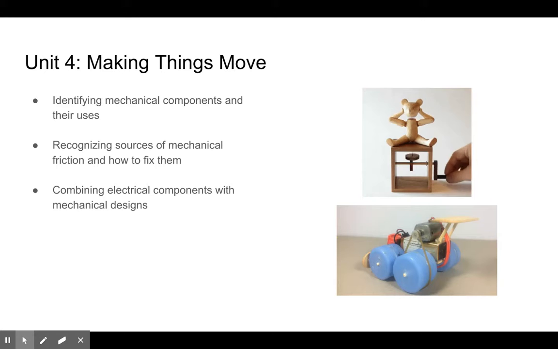The last unit, unit 4, is called making things move. This is where we actually look in depth at the mechanical and electrical engineering fields, learning about mechanical components and how they're used to make motion, and then electrical components, which also produce motion but can do other things too. Examples include the automata box on the top, using a crank to cause basic animation, and the bottom with a little electric car. Each quarter is approximately 1 unit, and from there, that's going to be it for the rest of the school year.